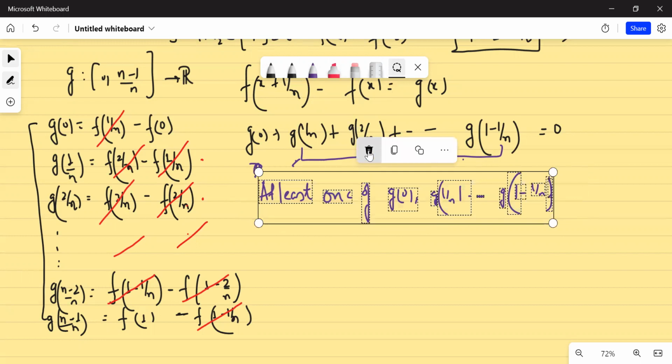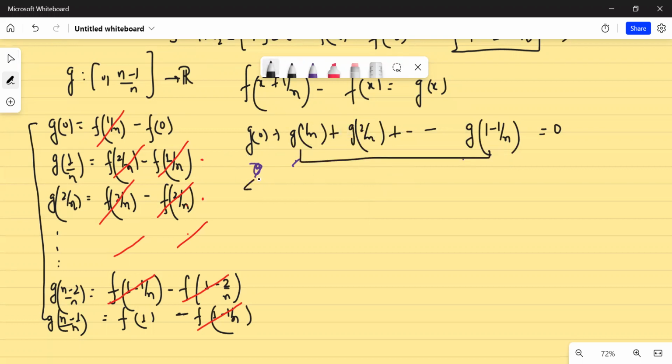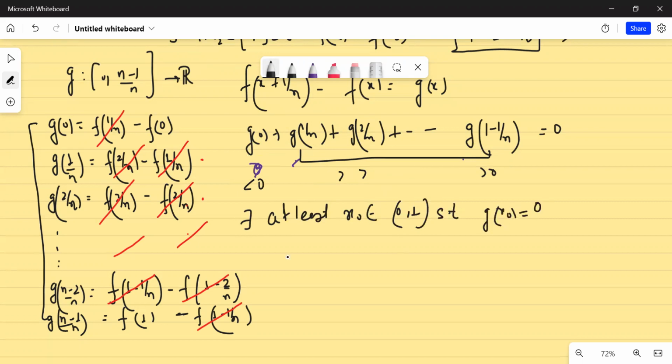So let's say one of the scenarios I'm discussing, let's say all these are positive. Then it has to be negative in equal amount, right? And if it is negative and all of these are positive, then there exists at least x naught belongs to (0, 1), such that g of x naught would be 0. And if I'm writing g of x naught equal to 0, that implies f of x naught plus 1 by n minus f of x naught is equal to 0.